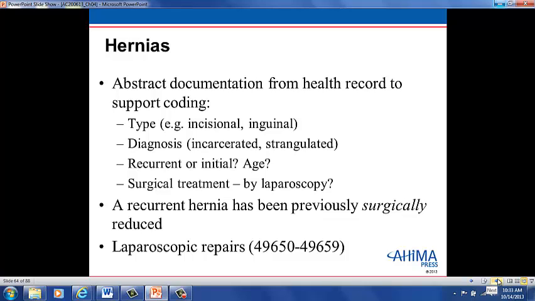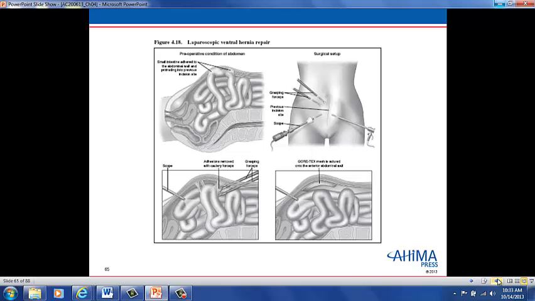And laparoscopic repairs are codes 49650 through 49659. Here you note the laparoscopic ventral hernia repair. You note the preoperative condition of the abdomen, and where the small intestine is adhered to the abdominal wall and is protruding into the previous incision site.